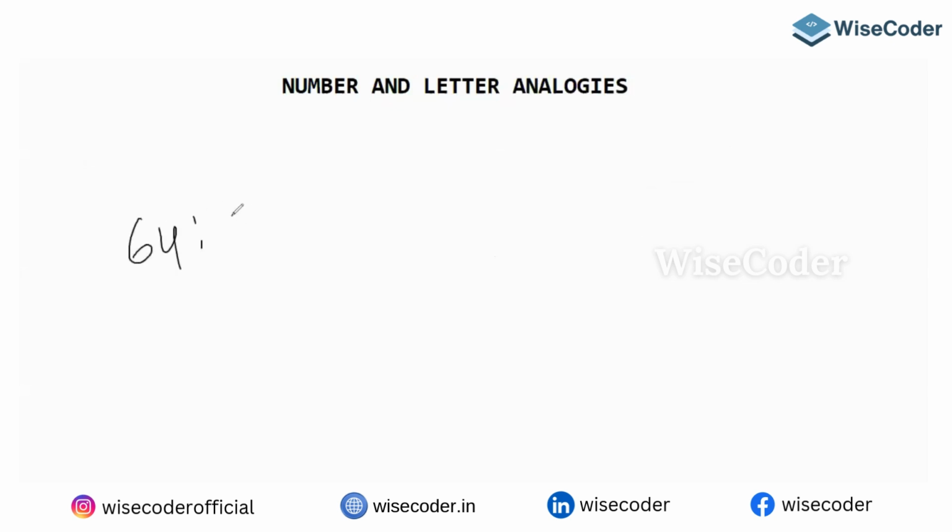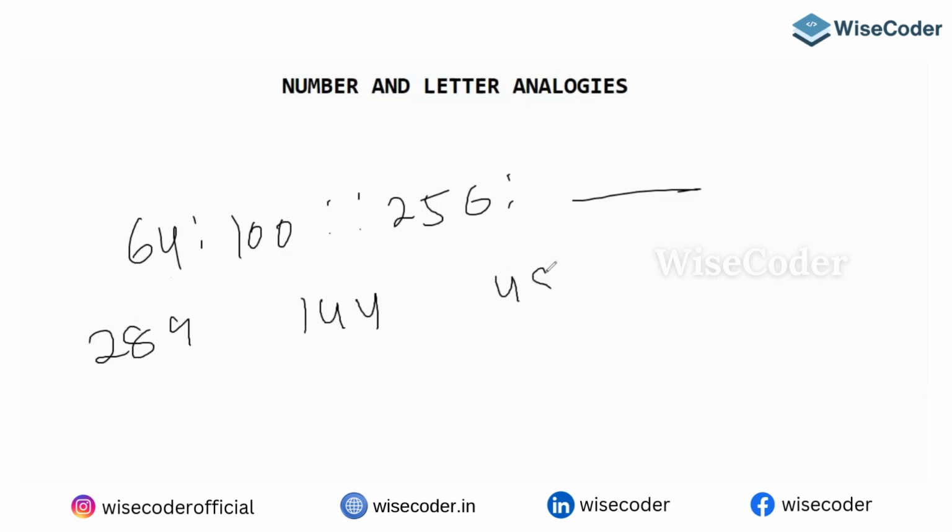6400 256 is dash. Okay, your options are 289, 144, 484, 169, 121. What is the answer? 6400 256 is dash.